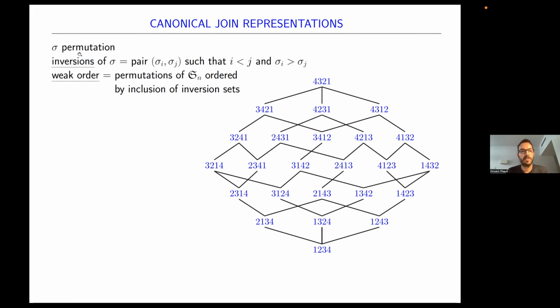So I look at a permutation. We have said that the weak order is the set of permutations ordered by inclusion of inversion sets. And we already mentioned that the cover relations correspond to descents. So I just want to exchange two elements. So I have something below me, let's say. I want to exchange two elements which form a descent, and then I go down.